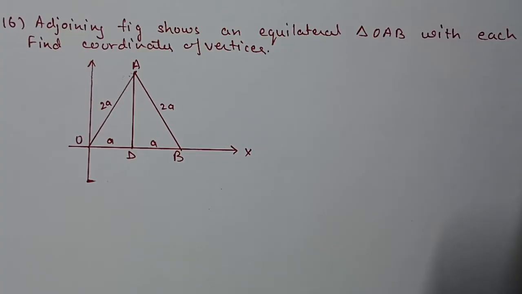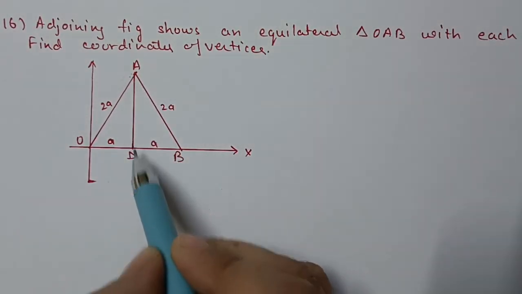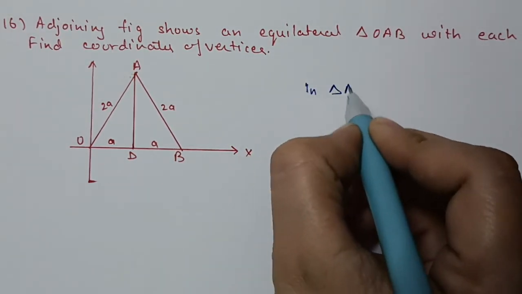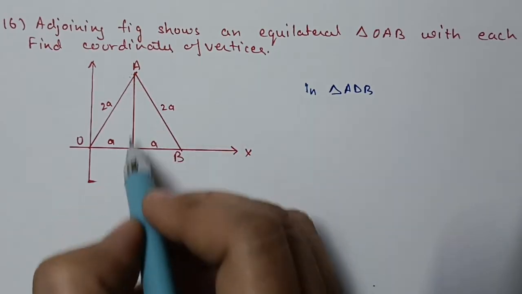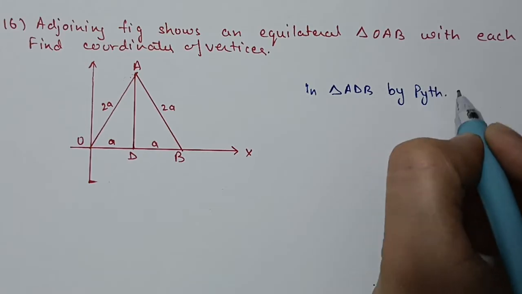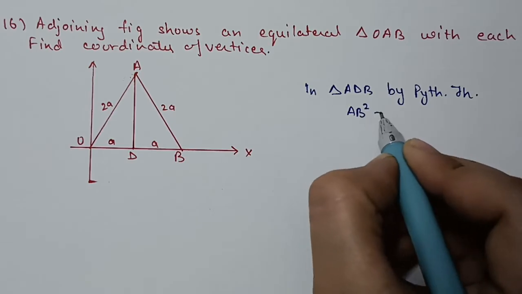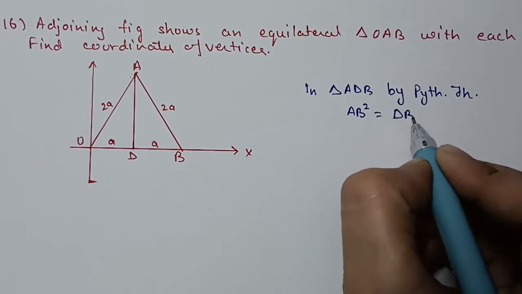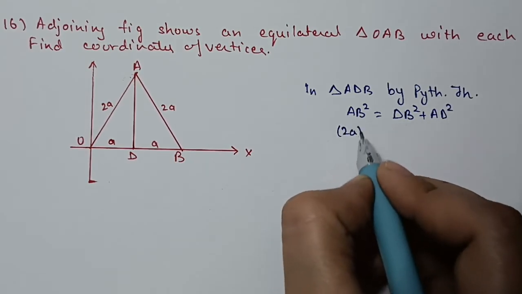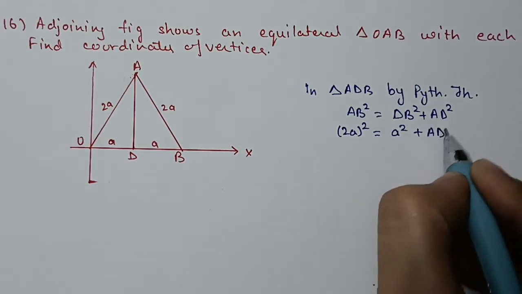Now in this triangle ADB, we will first use the Pythagoras theorem. So we will get the length of AD. So in triangle ADB, or you can take ADO also, by Pythagoras theorem, hypotenuse square is equal to base square plus height square. Hypotenuse is 2a and base is a, and this AD we have to calculate.